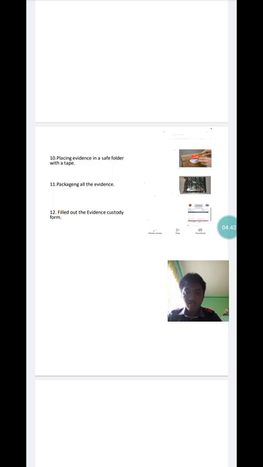And lastly is filling out the evidence custody form. The recovering officer should fill out the evidence custody form before transferring the evidence to the primary investigating officer.